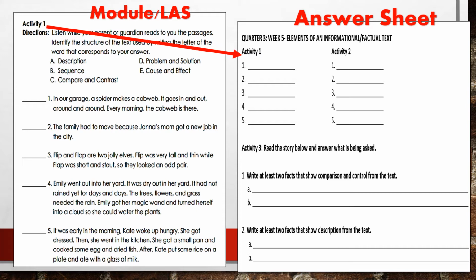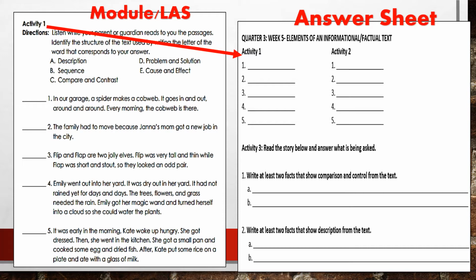So now, you will read 1 to 5, or number 1 first. Then choose whether A, B, C, D, or E is the answer. Tara, subukin natin. Let us answer number 1. In our garage, a spider makes a cobweb. It goes in and out, and around and around. Every morning, the cobweb is there.